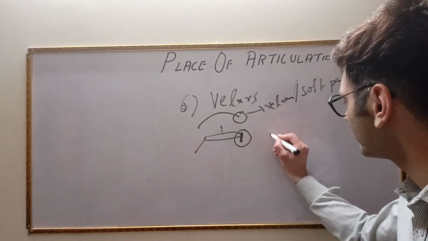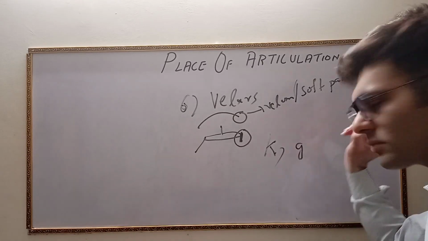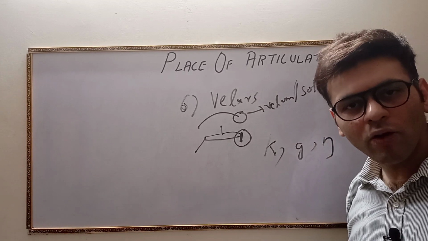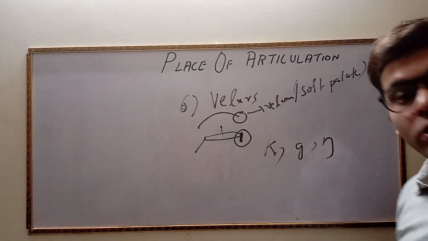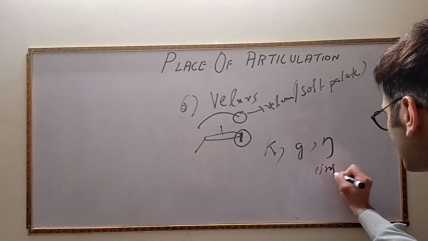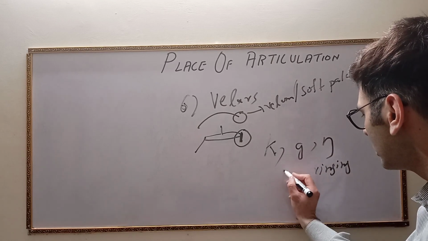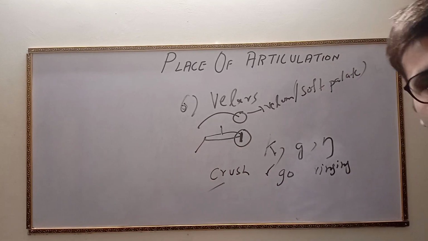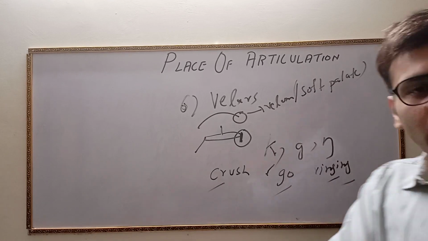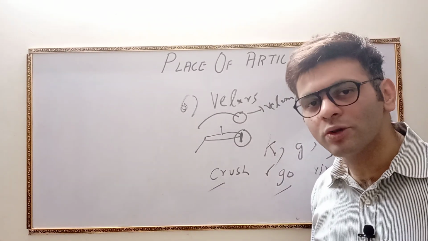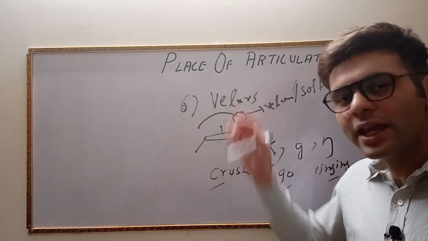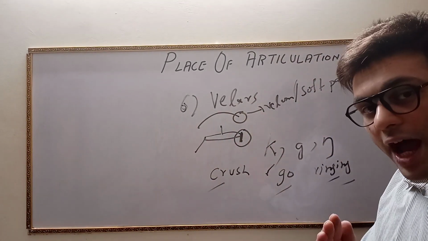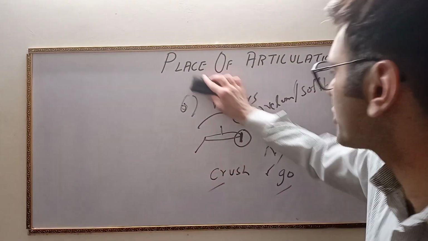Now, what are the velar sounds? K, G, and the ng sound. Which sound? The ng sound. We pronounce the ng sound in words like ringing, G sound, go, K sound, crush, G. Now, these are the three sounds that we pronounce with the help of the back of the tongue and the velum, the soft palate. So this is the sixth classification, and they are velar sounds. Let's move to the seventh classification.